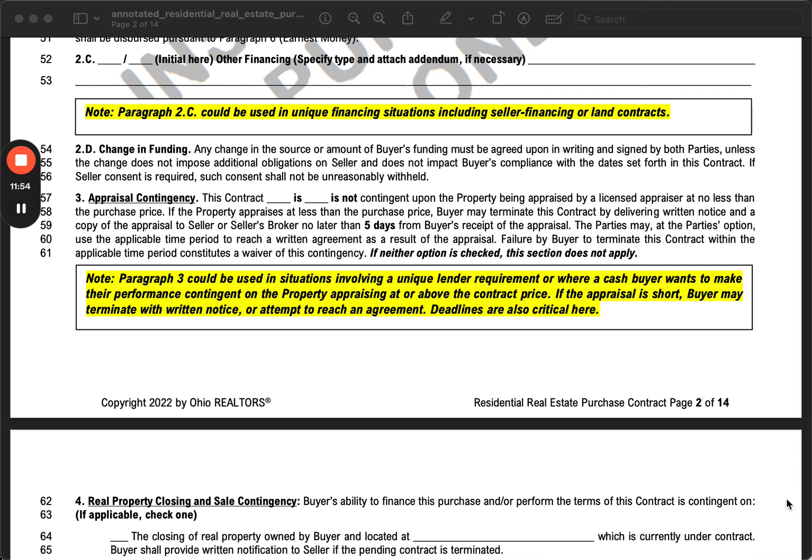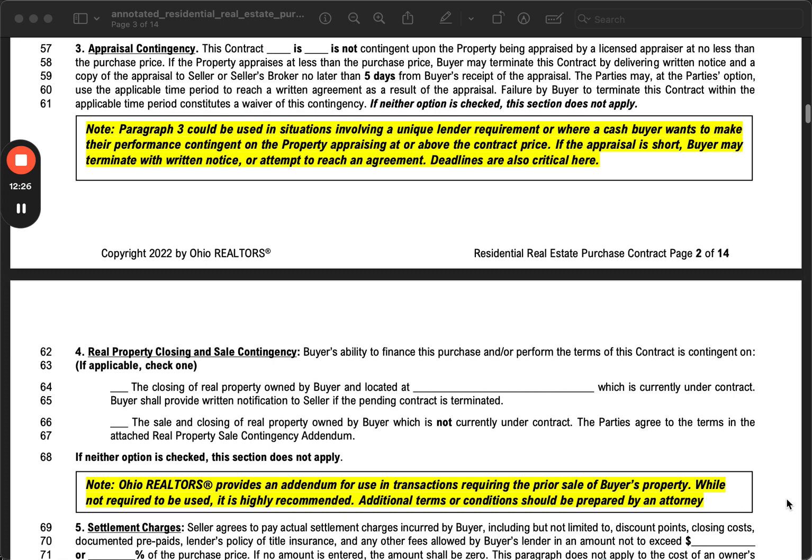Line 54, 2D, change in funding. Any change in the source or amount of the buyer's funding must be agreed upon in writing and signed by both parties unless the change does not impose additional obligations on the seller and does not impact the buyer's compliance with the dates set forth in this contract. If seller consent is required, such consent shall not be unreasonably withheld. Line 57. This is something new to our area in Northeast Ohio.